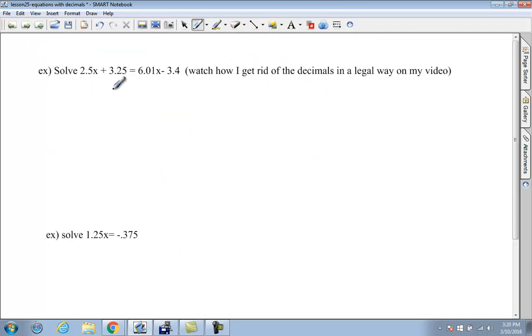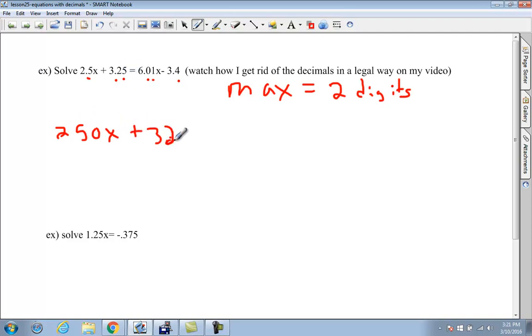Now that I told you the bit about getting rid of decimals, I'm hoping that's appealing for you. So 1 behind the decimal, 2 behind the decimal, 2 behind the decimal, 1 behind the decimal. You have to use the max. So max equals 2 digits behind the decimal. So I'm going to slide 2. So if I slide 2 on that, I'm going to have 250x. Slide 2 on that, I'm going to have 325. Slide 2 on that, I'm going to have 601. And slide 2 on that, I'm going to have 340.